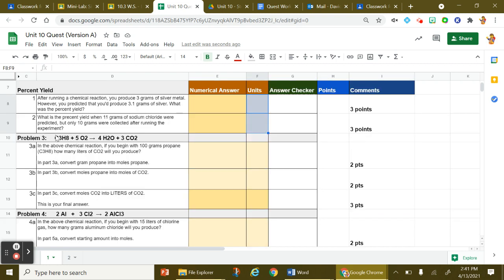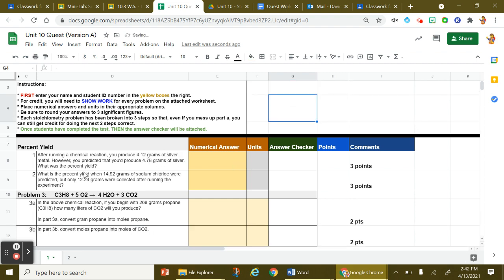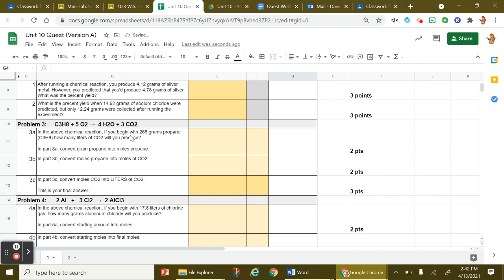stoichiometry problems, all right, where I lay out an equation for you, a balanced chemical equation, and then I describe a conversion that you need to do, all right? So in this first case, I got to put my student ID in, 1, 2, 3, 4, 5, 6, all right? Make sure you do that. So in the above chemical reaction, you begin with 268 grams of propane. How many liters of CO2 will you produce?